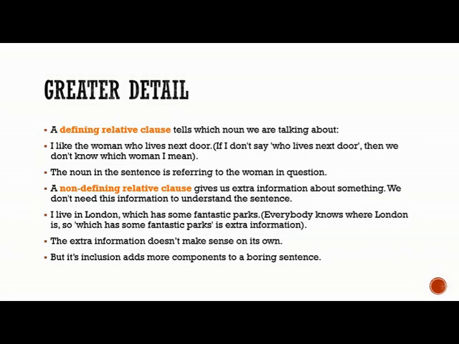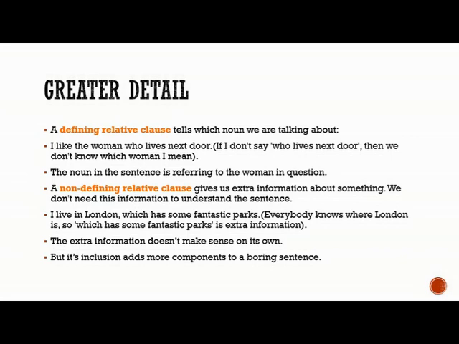Greater detail. A defining relative clause tells you which noun we are talking about. I like the woman who lives next door. If I don't say who lives next door, then we don't know which woman I mean. The noun in a sentence is referring to the woman in question.